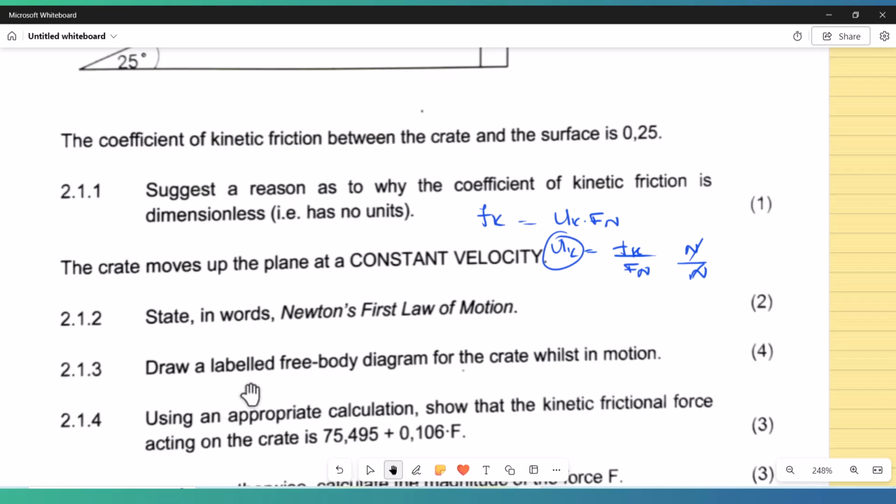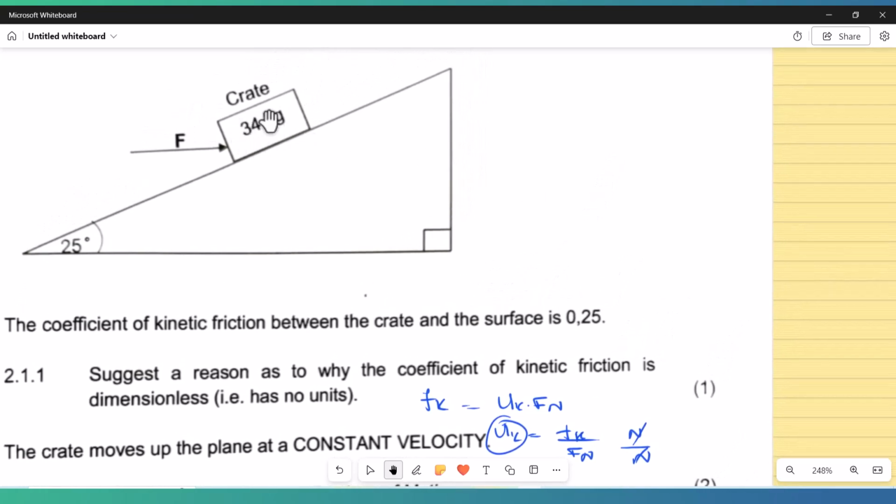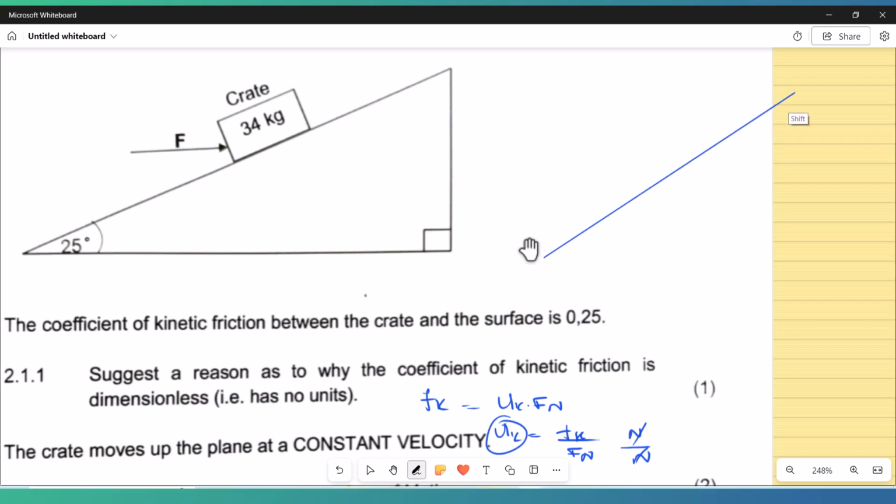Now they say draw a labeled free body diagram for the crate whilst in motion. A free body diagram means we represent the body of the crate with a dot. As you can see, my plane is at an incline, which looks like this. When drawing your free body diagram, please always draw the surface first, so you can see what is happening. Free body means you use a big dot to show the body.